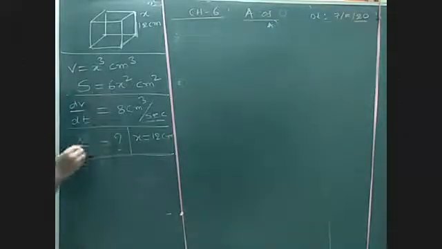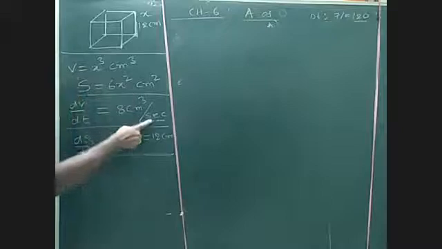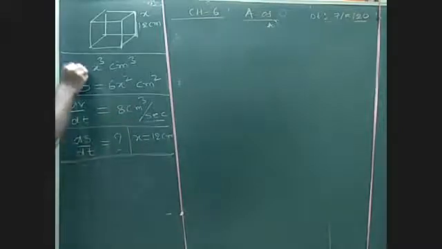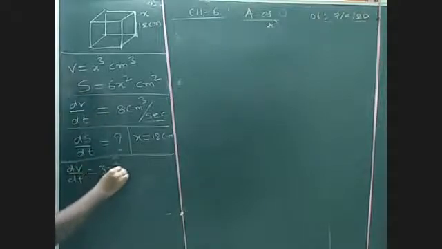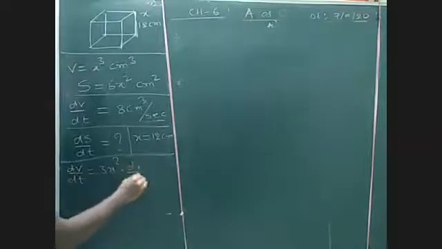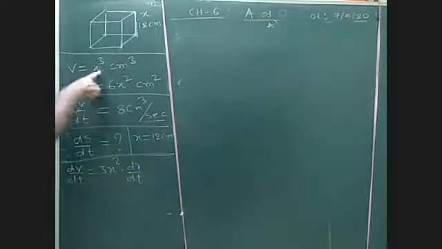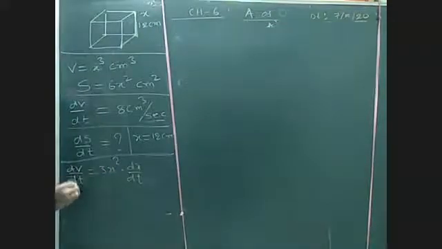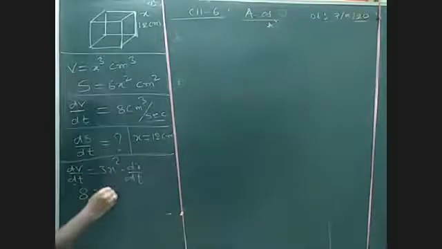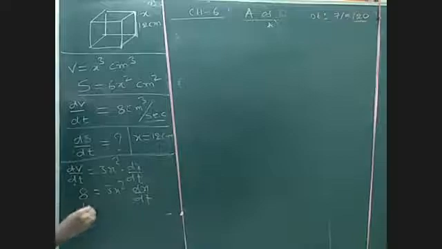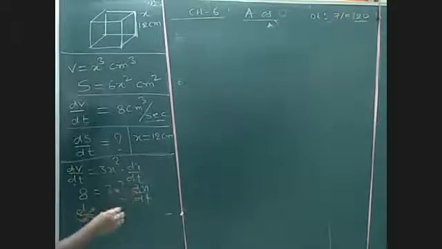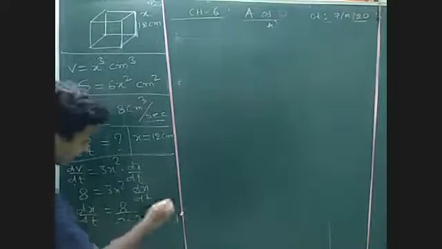First dV by dt is given. Differentiate with respect to t. So from this, dV by dt is equal to, x cube gives 3x square into dx by dt with respect to t. dV by dt is already given, 8. So 8 is equal to 3x square into dx by dt. From this, what is dx by dt? The dx by dt value is 8 by 3x square. Let us take this as 1.